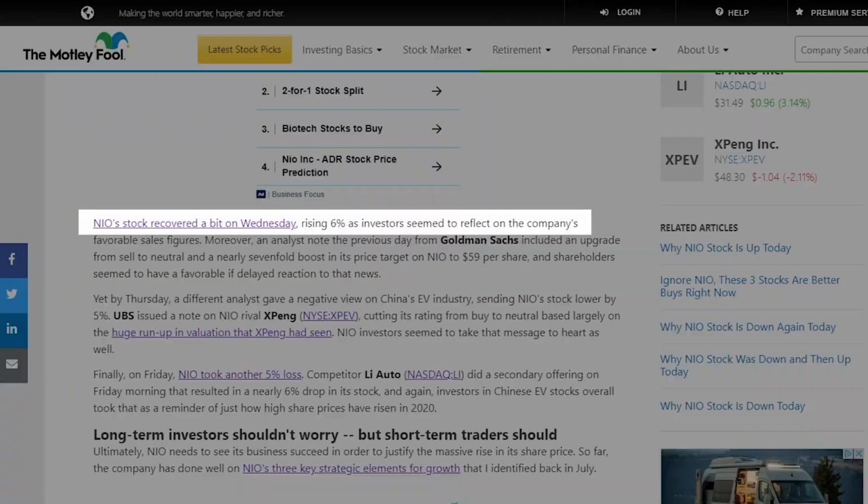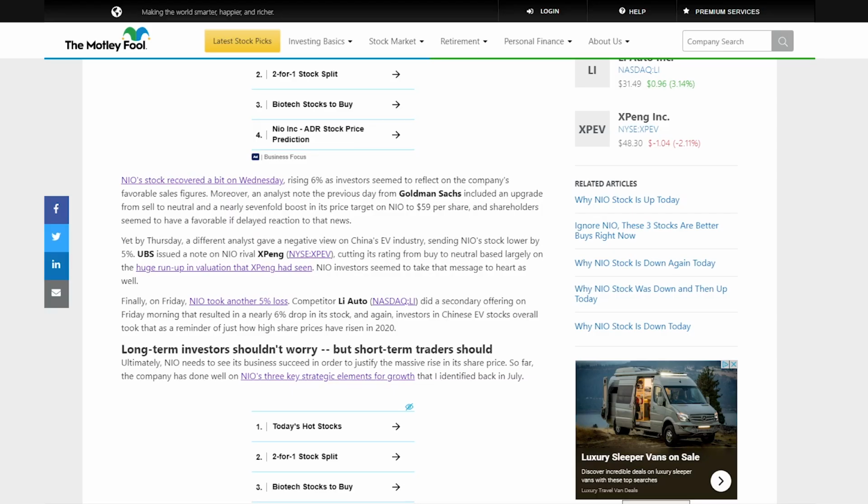Now on Wednesday, they did recover a bit with a 6% rise, and this was also due in part to Goldman Sachs, which increased their rating from a sell to a neutral, and they also increased their share price target to $59 on NIO. And looking at the fact that Goldman Sachs has always been pretty bearish on NIO, this was pretty good news for NIO, and because of that, we did obviously see their share price rise that trading day.